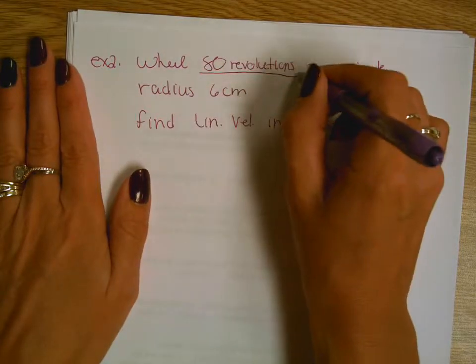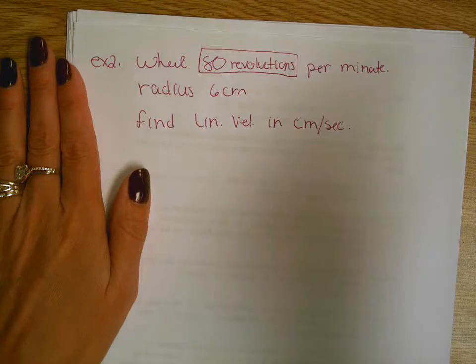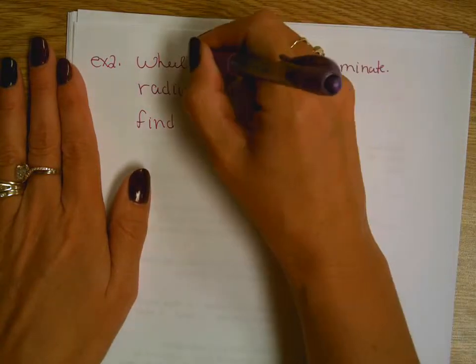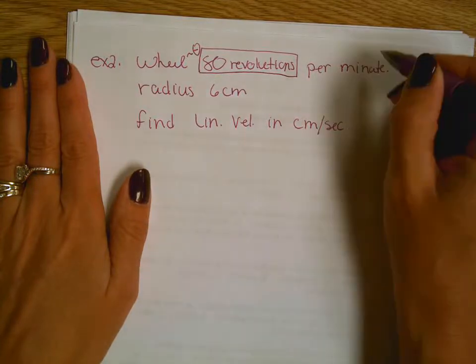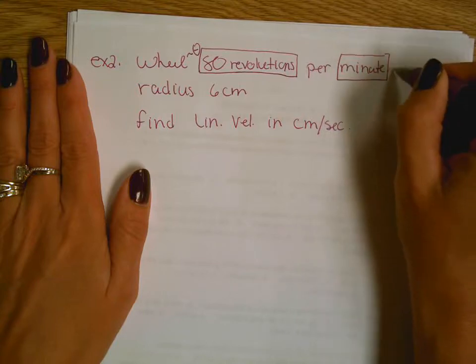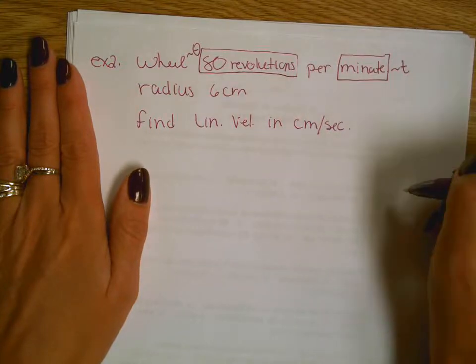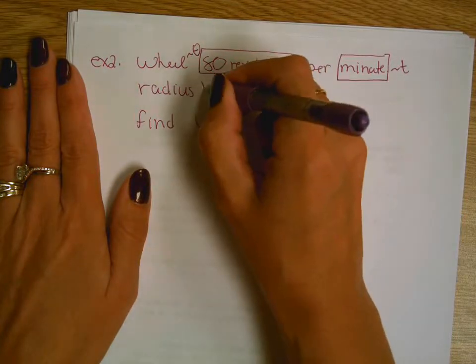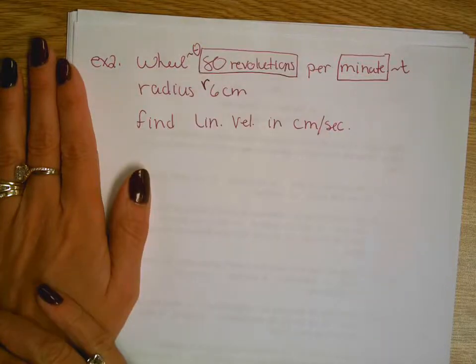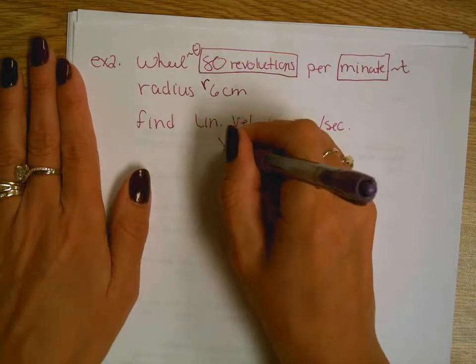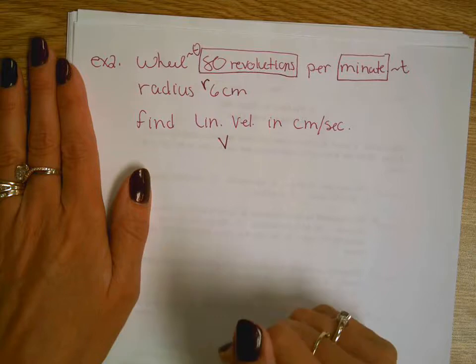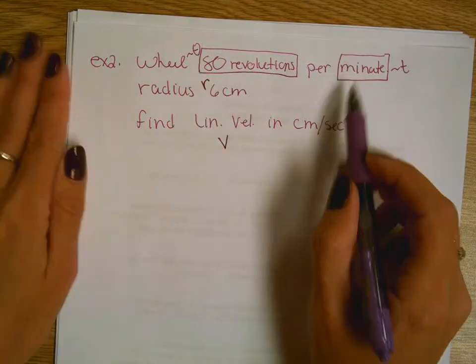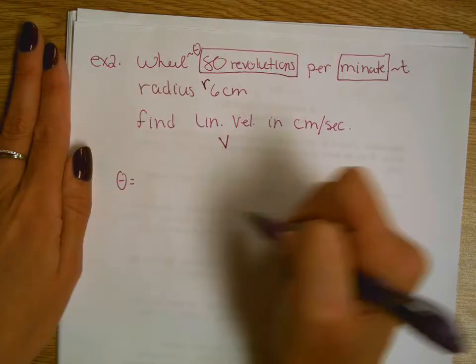So, let's go back. 80 revolutions. We just had this. We can get the number of radians from revolutions. So we're going to call that almost theta. I gotta fix it. Because I want my answer to be in seconds, this per minute, I'm gonna call that almost my time value, because I gotta fix that too. And then we've got our radius. And we're looking for big V. So we're going to be good to go with the same formula we just used after we fix the theta and the time.